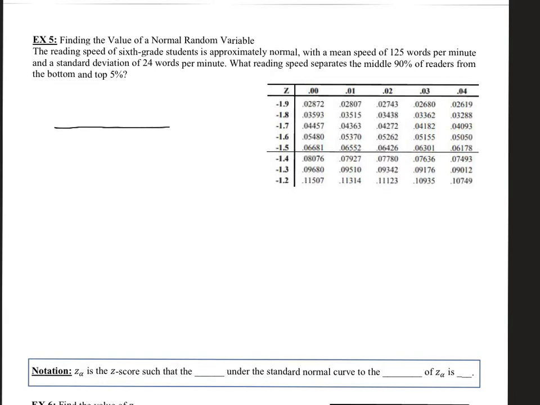So if I draw a little drawing of our normal curve, that was not pretty. We're looking for the middle 90% of readers from the top and the bottom 5%. So the middle 90%, and the top and bottom 5%. I can go ahead and write those here. So that's 5%, and that's 5%. So we are looking for these distinction areas right here. We're looking for these x values that mark that split point between the 5% and the 90%. So we're looking for the x1 value and this x2 value.